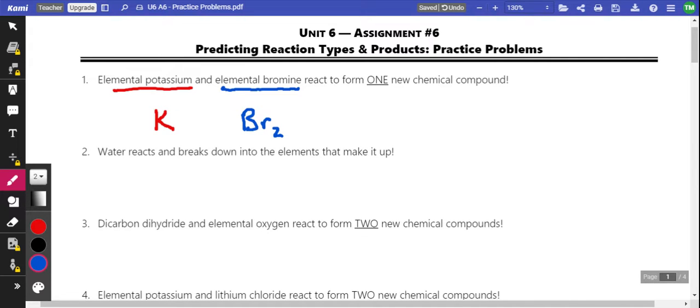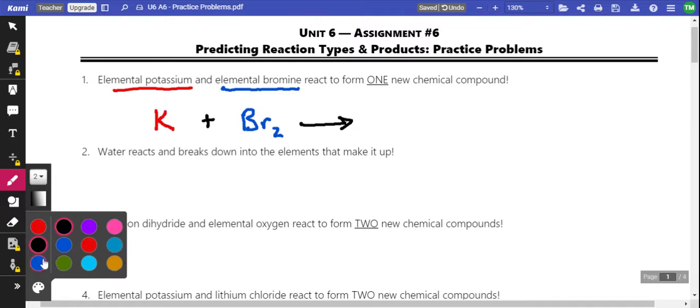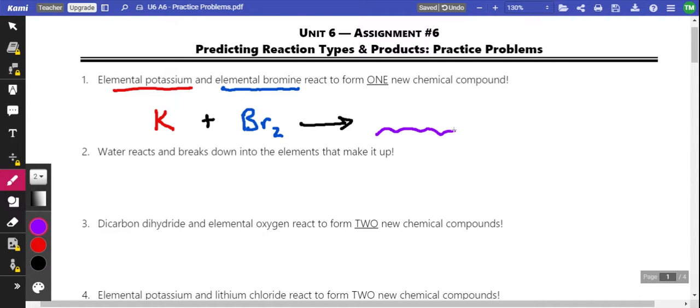So if I want these guys to react together to form one new chemical compound, I'm starting with 2 pure elements. I'm trying to make one single product. I'm going to make one thing over here. We're not going to really worry about what that product is for now, but I can tell what type of reaction this is going to be just based on what I have in the reactants. If I have just a single element and a single element coming together to make a single compound, I have 2 elements coming together to make a single compound, that is going to be a synthesis reaction.